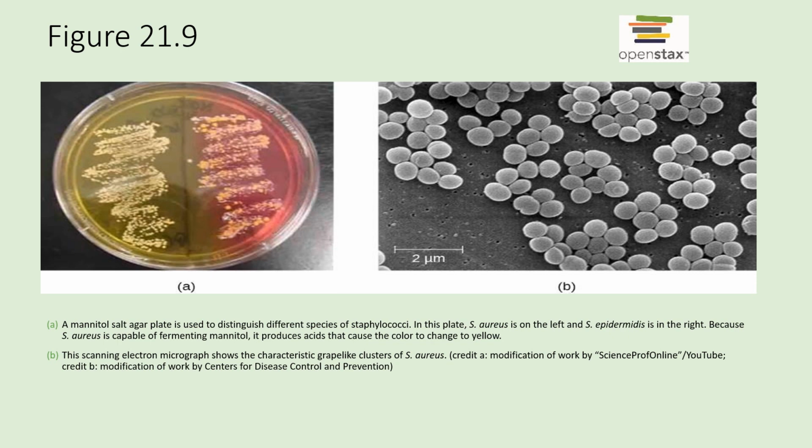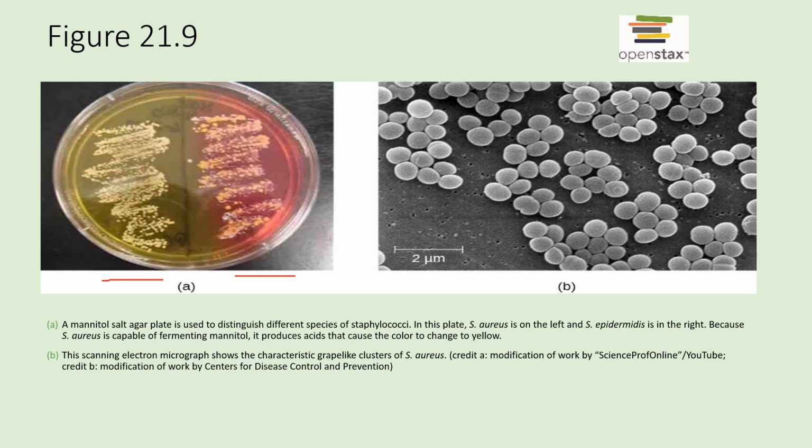In this picture on the left, it is showing a mannitol salts agar plate. You'll work with this in the lab. The agar is normally this pinkish color, as you can see on the right side of the plate. But notice the left side's yellow. That is because mannitol salts, number one, it's a selective media, as I said previously, that only Staphylococcus will grow on because of the high salt concentration.